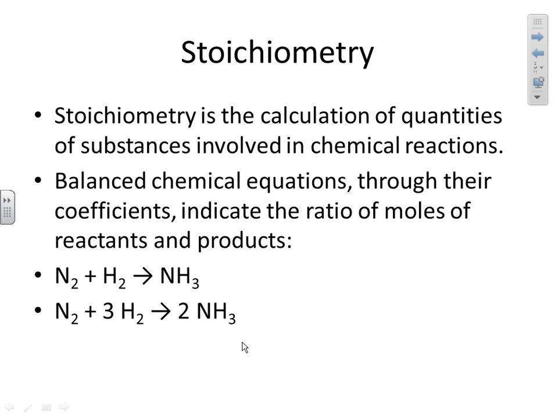So yes, the coefficients make the number of atoms balance, but because the atoms are rearranged in the process of the chemical reaction, we may end up with a different number of molecules, or a different number of groups of atoms than we started with. In the reactants of this reaction, we have 2 nitrogen atoms and 6 hydrogen atoms. But we have 1 nitrogen molecule and 3 hydrogen molecules. And then in the products of this reaction, we have 2 nitrogen atoms and 6 hydrogen atoms, just like we started with, but they're rearranged.